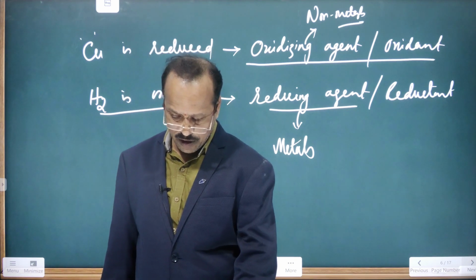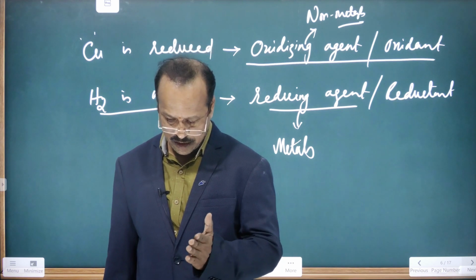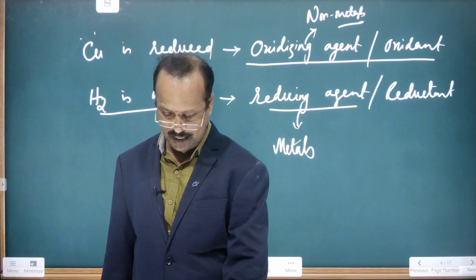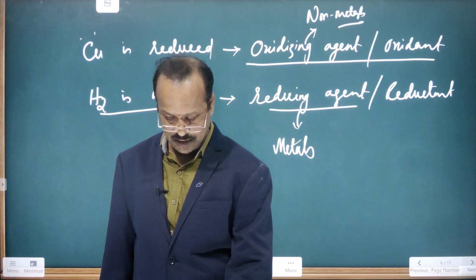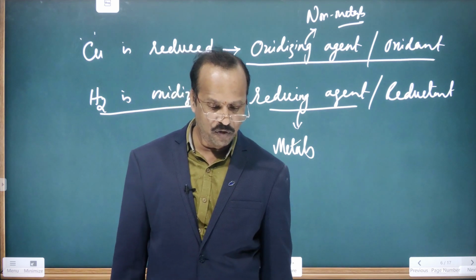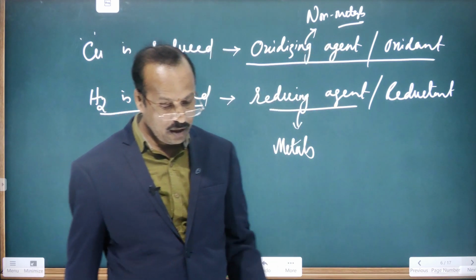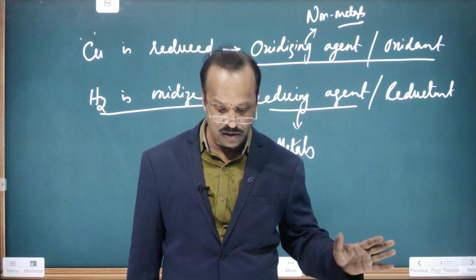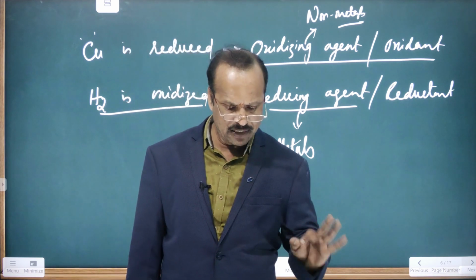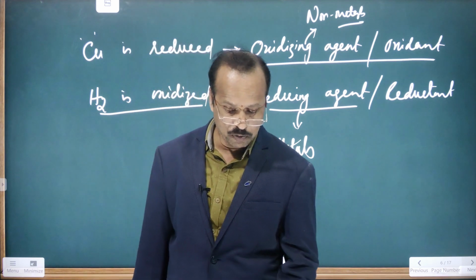Among the following, which is reduction? Reduction means gaining of electrons. 1 is losing, so 2 here: fluorine is gaining an electron and becoming F minus. So the sixth question option is 2. Seventh question: which of the following is an oxidizing agent? Just now I told you oxidizing agents are non-metals. Sodium is metal, magnesium is metal, all are metals. Fluorine is a non-metal. So the option is fluorine, the best oxidant of the oxygen family. Option is 1.